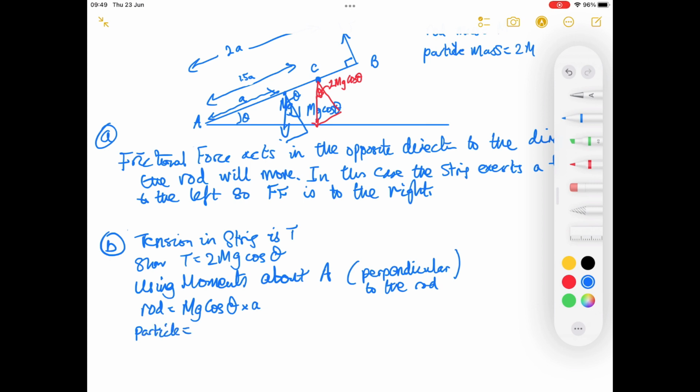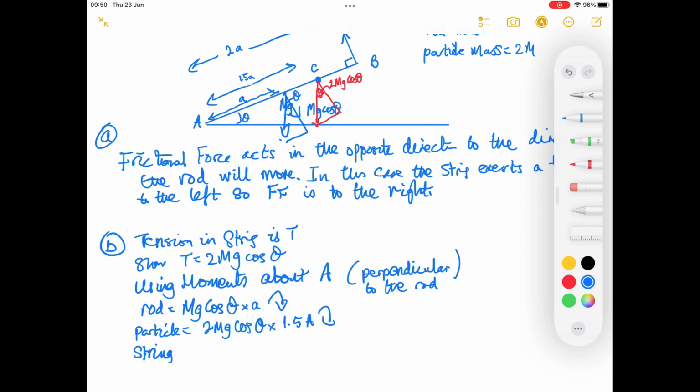To know whether that angle is theta at the top of the triangle or at the bottom, just look at the triangle with a theta in it at point A. If that is theta, the one for that triangle would be 90 minus theta, and then that top angle will be theta. So the particle will be written down as 2mg cos theta times 1.5a, and for the string it's just T.